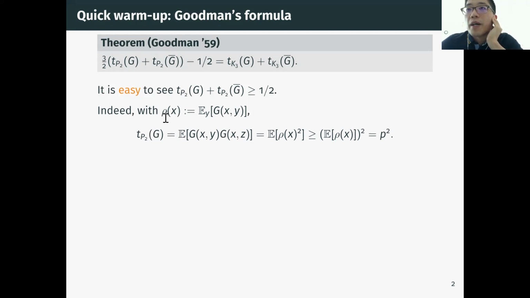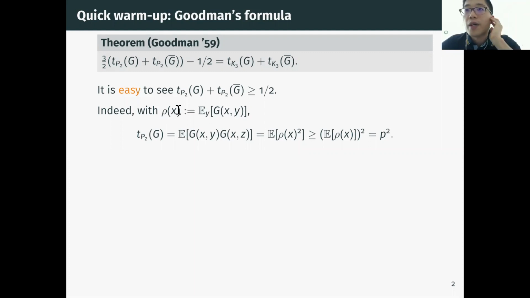Let me define rho of x to be the integral of g(x,y) over y, where g(x,y) is the indicator of my graph G, and x and y are randomly sampled vertices in G. So I put 1 if there is an edge and 0 if not. Then I integrate this with respect to y. What I have is essentially the normalized degree, the vertex degree at x normalized by the number of vertices in G.